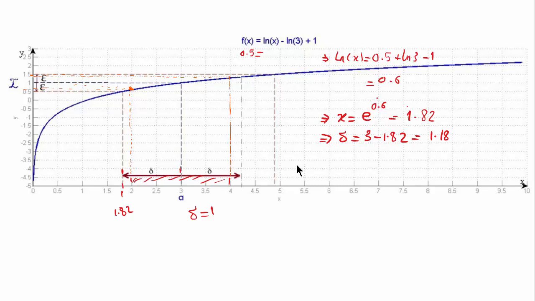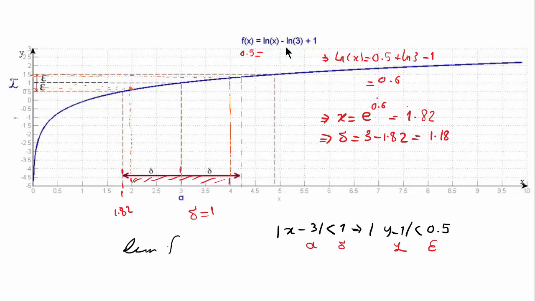And finally, we write for every x where x minus a, which is 3, is less than 1, which is delta, implies that y minus the limit, which is 1 here, is less than epsilon. And this guarantees that the limit of f of x as x approaches 3 is equal to 1.